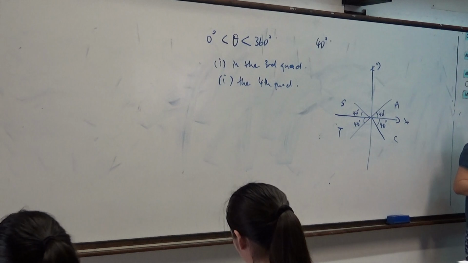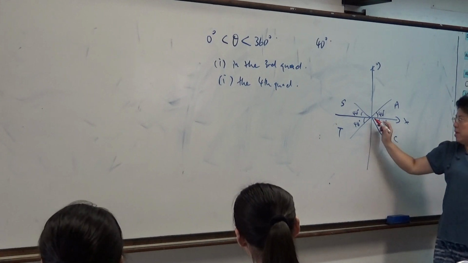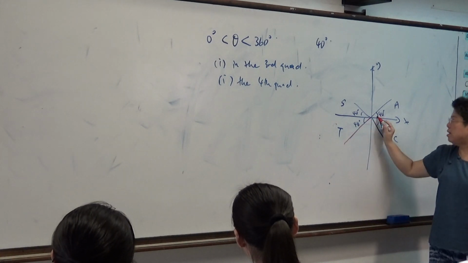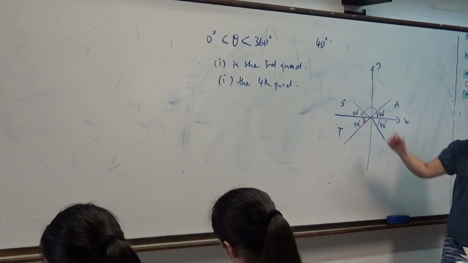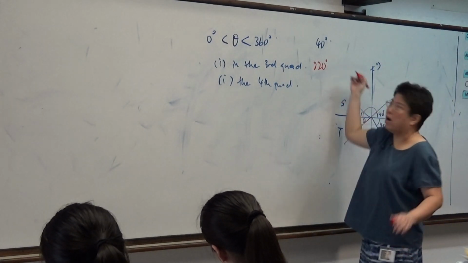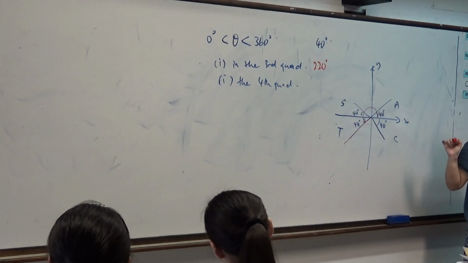Now, where's the third quadrant? Here, right? That means if the angle is here, what is this? 220, right? So this one will be 220. You know what I'm talking about, right? Just let me explain it. Okay?